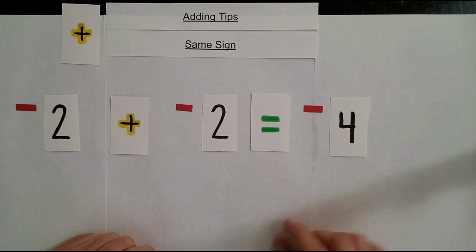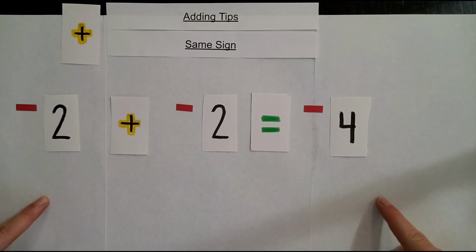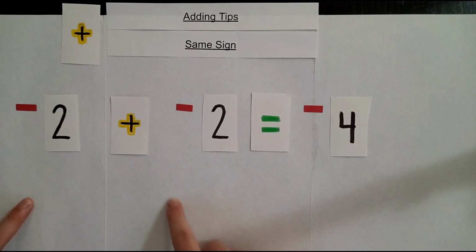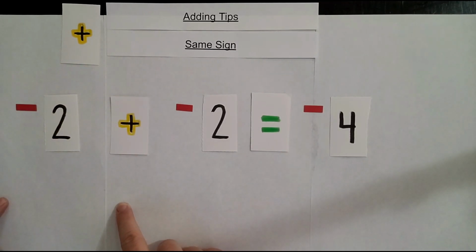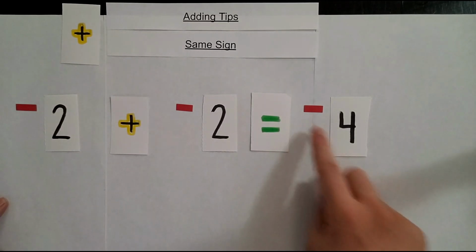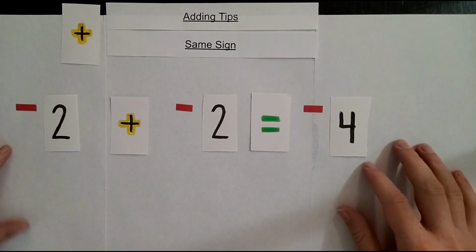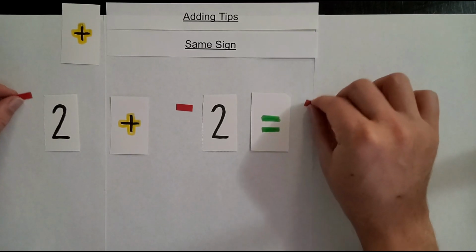If you think of this as being on a number line, if we think of our number line down here, we're starting at 0. Well, this one takes us minus 2. That's going to take us 2 this way. This one takes us another minus 2. So we start at minus 2 and we go another minus 2. That's one other way we can think about this being at negative 4. So this is a tip for if they have the exact same sign.